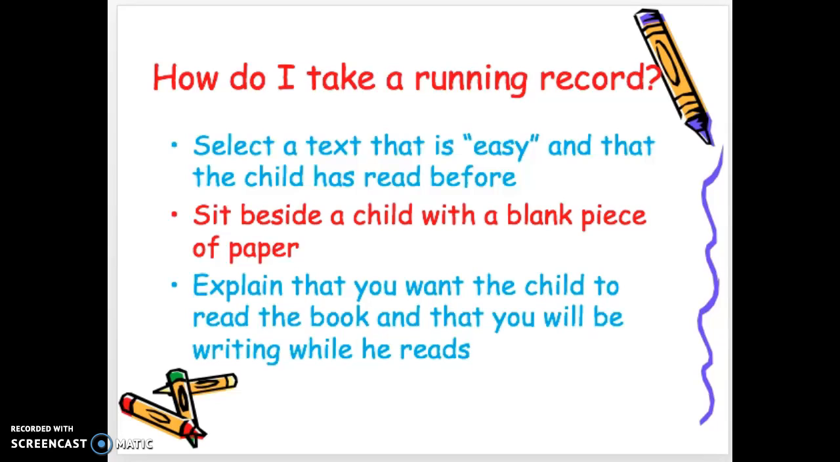So how do I take a running record? You would select a text that is easy and that the child has read before. Sit beside the child with a blank piece of paper and explain that you want the child to read the book and that you will be writing while he reads. No matter whether he does well or poorly, you're going to be writing. So he's not looking at you only to write if he makes a mistake.